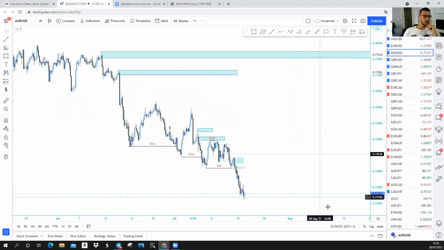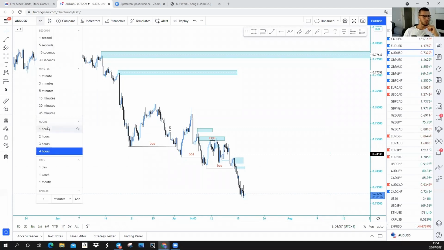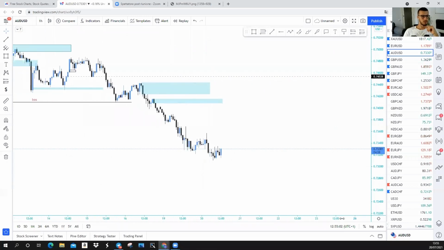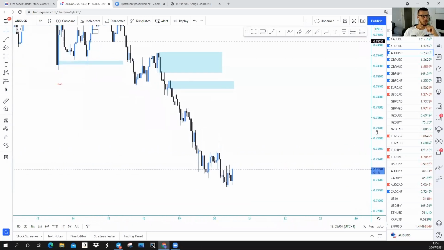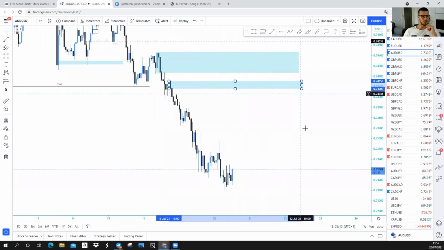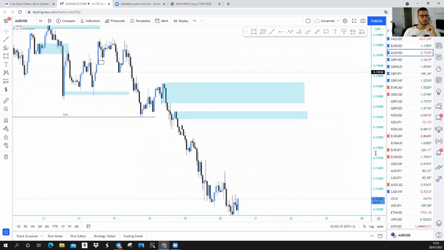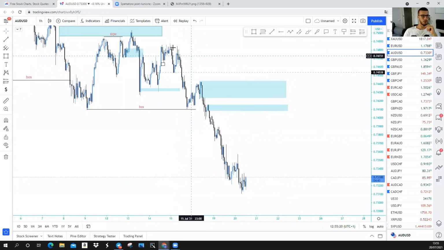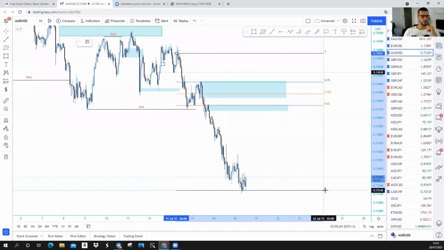AUD-USD, very, very bearish, as you can see. Let's go on the 1 hour to look for possible trades. All right, we have this unmitigated supply, bigger 4 hours unmitigated supply also right here, and these are possible zones for sales. Let's look at the overall move to the downside, which I would say started from up here. Do you agree? Started from up here, right?